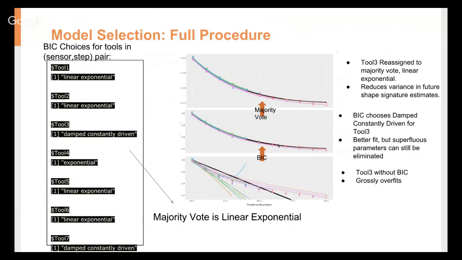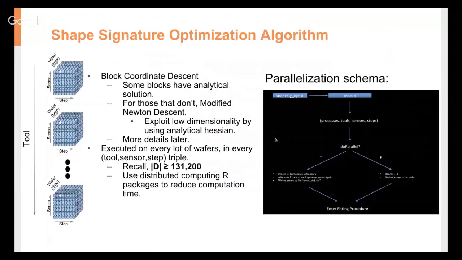But if you now are going to fit subsequent wafers of data with the same model, you might be susceptible to variance because it doesn't look like there's going to be any oscillations in that data, but the damped constantly driven oscillator has an oscillatory term built into it, namely frequency. Take the majority vote, it ends up choosing linear exponential, and that's what we would like. So that's the 2 levels of model selection. Are there any questions on the model selection?